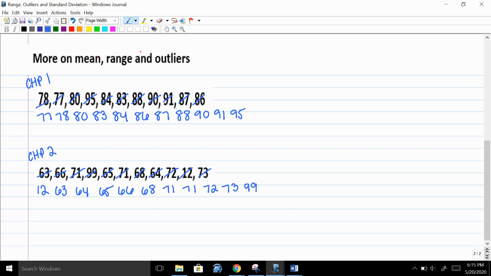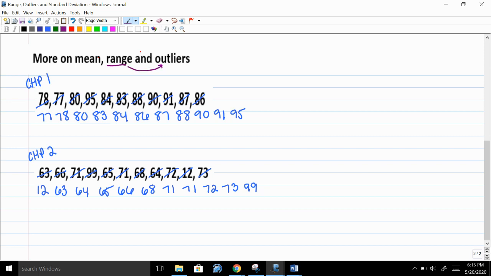So there are some differences between our sets of data besides the obvious. It looks like on our chapter 1 test, this class did a little bit better. On the chapter 2 test, the grades are a little bit lower, so obviously they didn't do so well. But I want to talk now about outliers, and what you're looking for when you look for outliers. We're talking about test grades here.